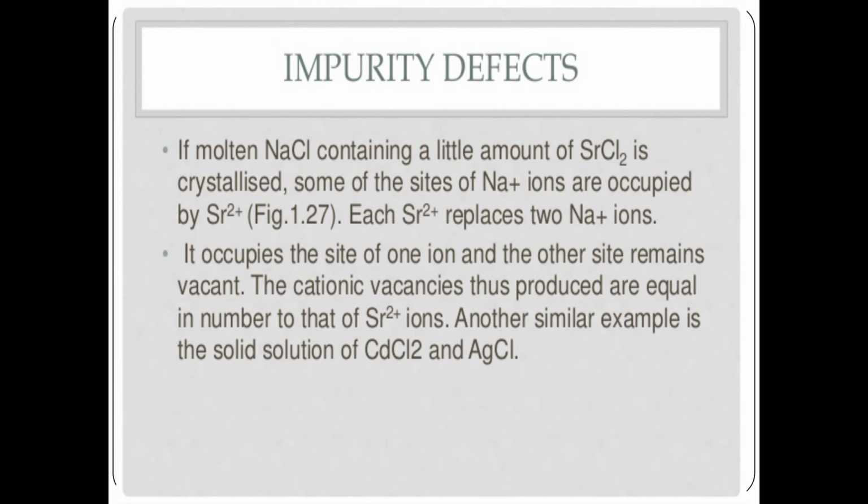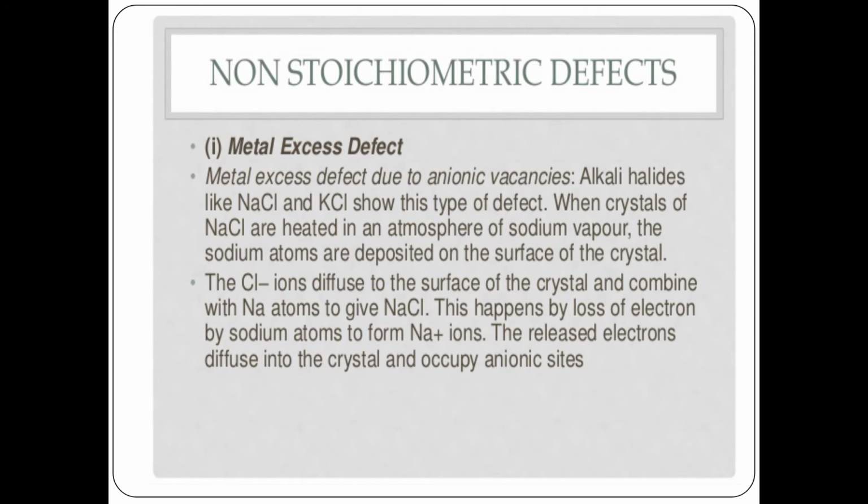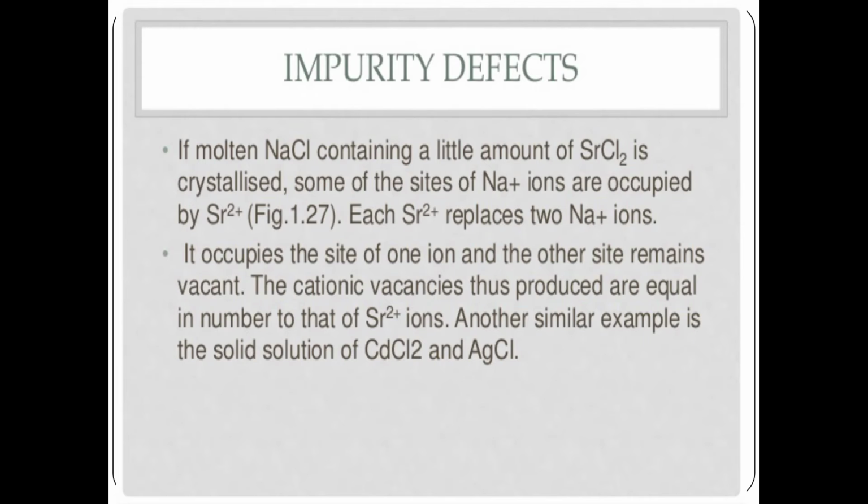Then another type of defect is the impurity defect. Sometimes we can see NaCl show some yellow color, which we'll discuss later. Consider molten NaCl containing a little amount of strontium chloride. In the molten state, sometimes the Na plus ions are replaced by strontium. So strontium occupies the sites of sodium ions and the other sites remain vacant. The cationic vacancies thus produced are equal in number to the strontium ions. For example, cadmium chloride and HCl.